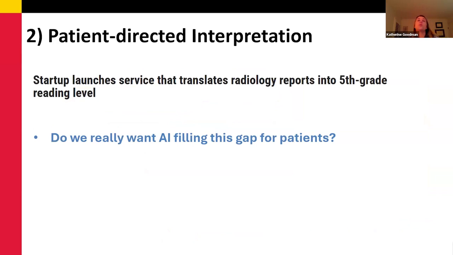And so we have actually started to see tools targeted to patients, and not just by health systems, launching to translate these reports into something that is accessible to laypersons and a non-medical audience. And I think the question we want to be asking here is, just because we can do that, do we really want to? Do we want AI to be filling this gap for patients? Is this a sensible way to use this technology?